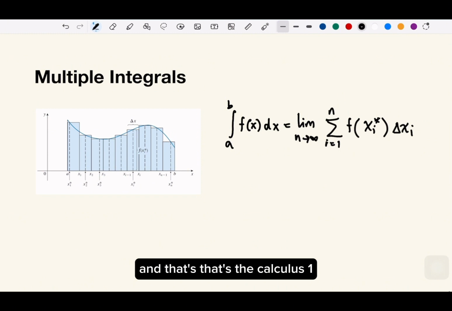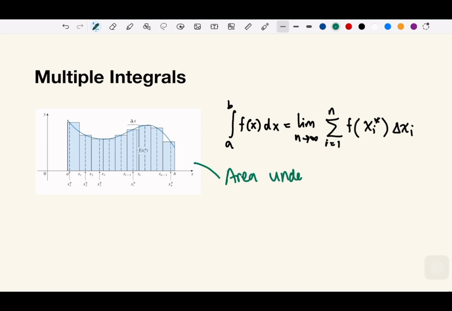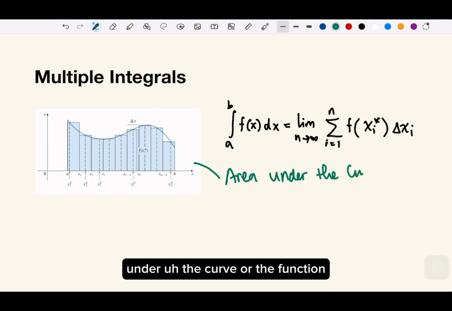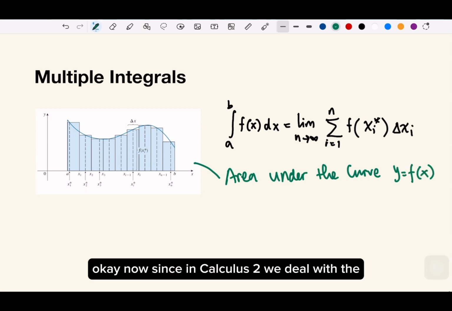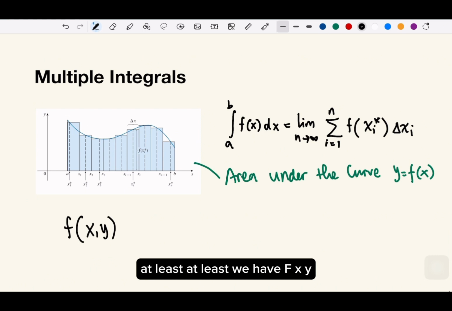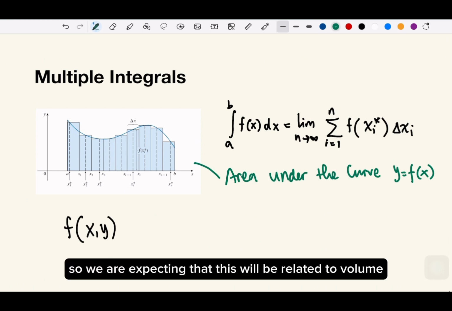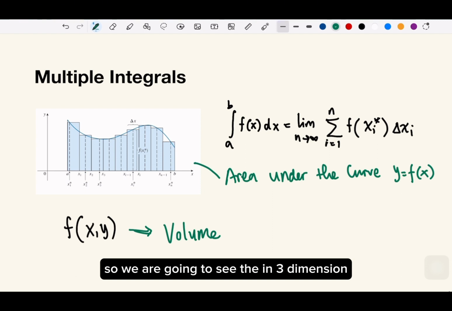Okay, that's calculus 1, right? The important thing here is the area under the curve or the function. Now, in calculus 2 we deal with multivariable functions, where we have f(x,y). So we are expecting that this will be related to volume. So we are going to see it in 3 dimensions.